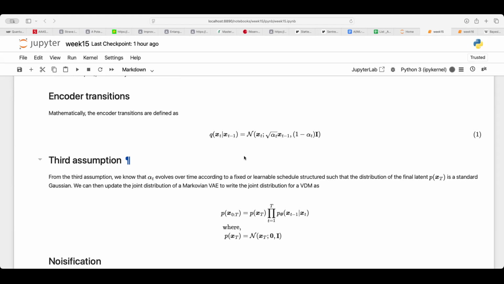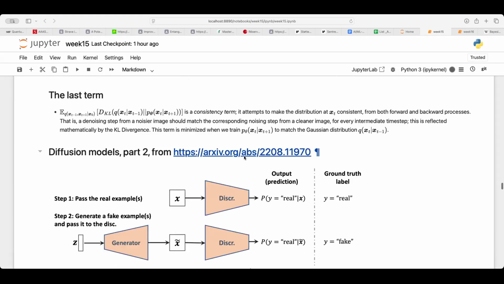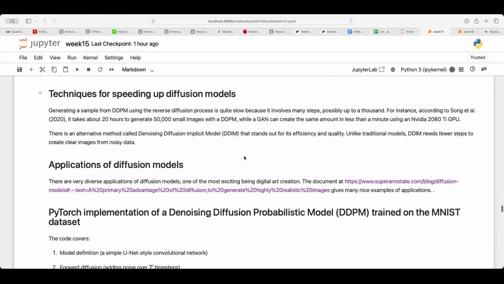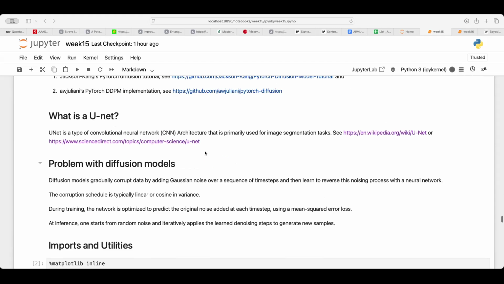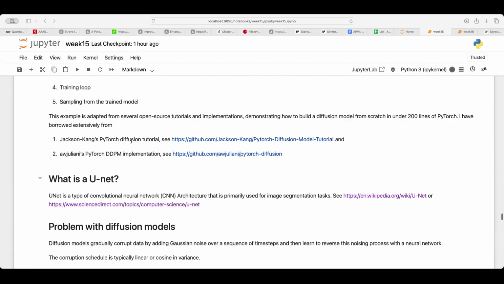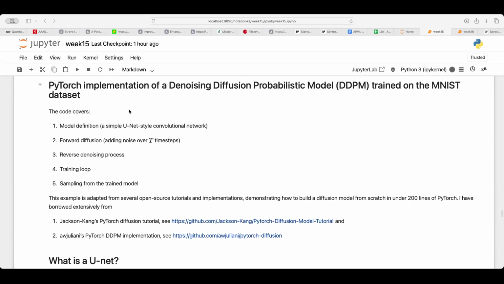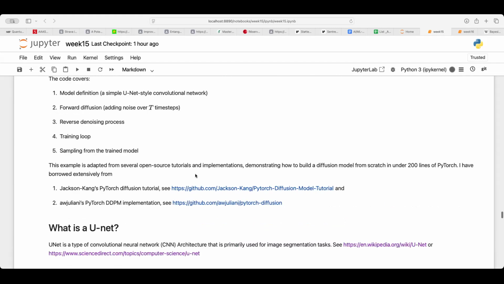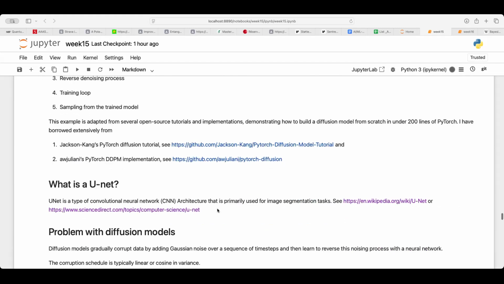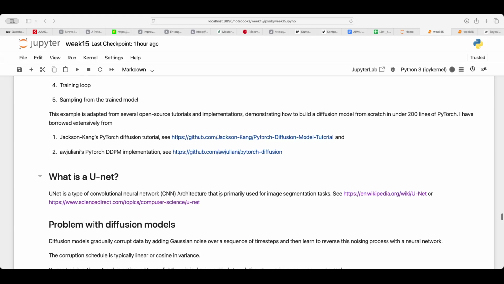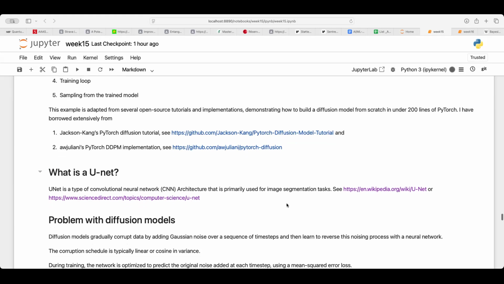Now, the typical networks you can set up are something you can actually decide yourself. If you look into the code here, which I have taken from an article, and you can find a link here to this article, this code trains on the MNIST data set, and I have borrowed extensively from these two references. It uses something called a UNet, a type of convolutional neural network architecture that is primarily used for image segmentation tasks.